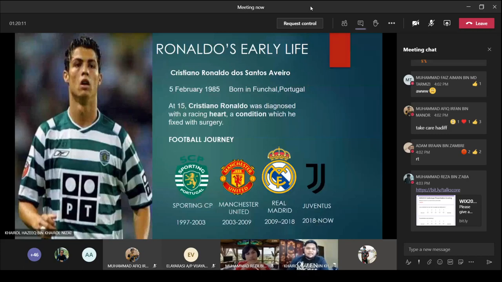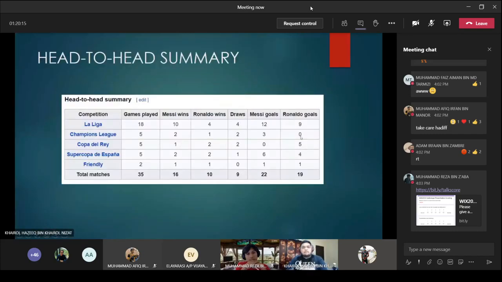And now he's currently playing at Juventus in Italy. So Messi and Ronaldo have played a series of games against each other. They have played 35 games together against each other. And Messi has come out on top and won 16 of them, while Ronaldo has won 10 and they've drawn 9 times. Messi has 22 goals and Ronaldo has 19 goals.